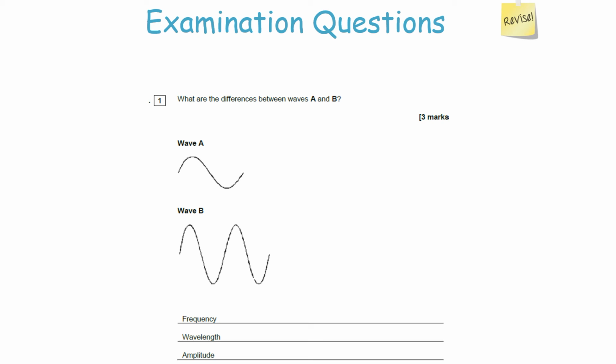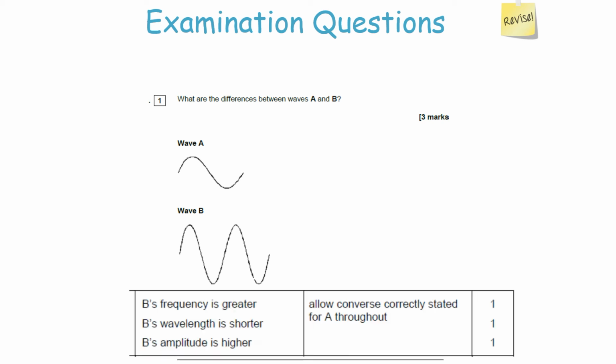And then finally amplitude. Amplitude is the distance from the middle of the wave to the top, or the middle of the wave to the bottom of the wave. So you can see from a bit of measurement very quickly, middle to top for B is a lot bigger than middle to top for A. So B's frequency is higher, B's wavelength is shorter, and B's amplitude is higher.